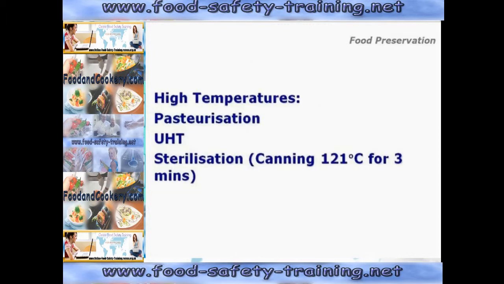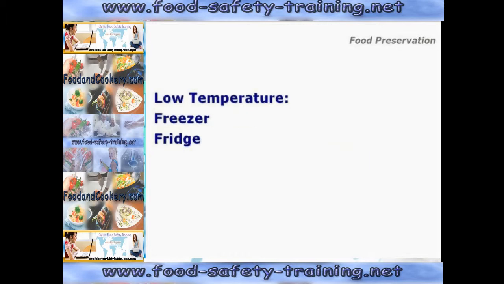High temperature preservation to start off with: pasteurization, UHT or ultra heat treatment, sterilization. Sterilization is used in the canning industry, where the food is heated to 121 degrees Celsius for at least 3 minutes. This is called the botulinum cook. Low temperature food preservation, for example keeping foods in the freezer or fridge.